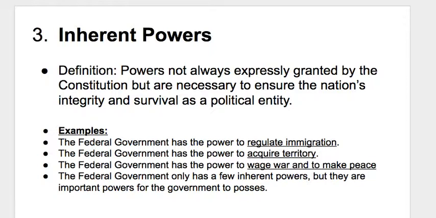The federal government has the power to acquire territory. This is more spelled out in the Constitution. If you look under Article 4, Section 3, Clause 1, it lays out that we can acquire territory. And the federal government has the power to wage war and to make peace. The federal government only has a few inherent powers, but they are important powers for the government to possess.